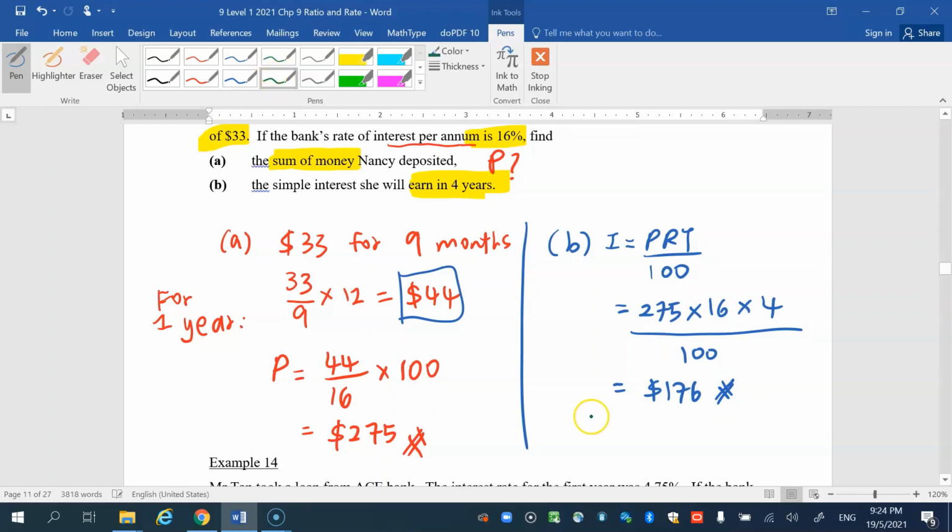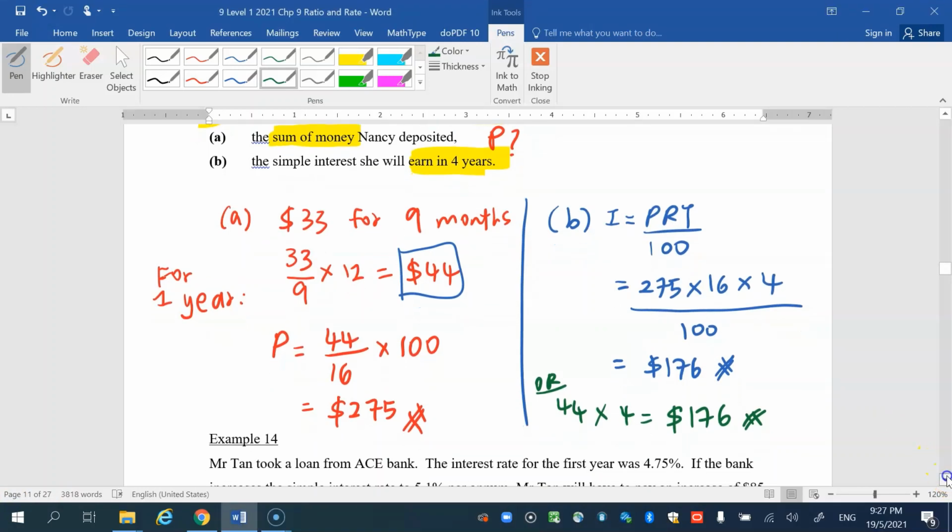Of course, another way to do this is you already know that for 1 year, she would have earned $44 interest. So for 4 years, it would just be 44 times 4 to get the $176. So both methods are acceptable. Okay, you would get the same answer for the interest she will earn in 4 years. Okay, very good. Let's move on to example 14.